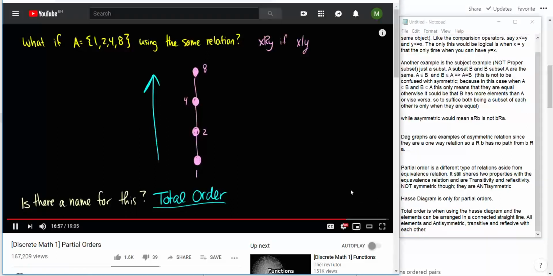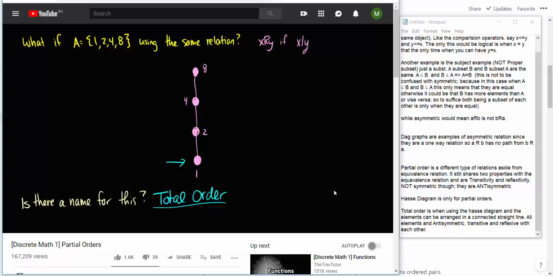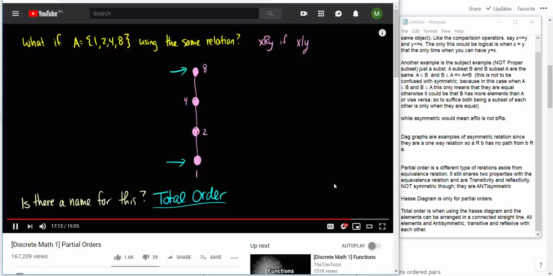So this holds the same relations as it would before, but it's much more concise, much easier to look at. And using this, we can find minimum elements, we can find maximum elements, we can find some other least elements, greatest elements, but we won't cover that. Essentially, minimum element is the bottom, maximum is the top, least and greatest.